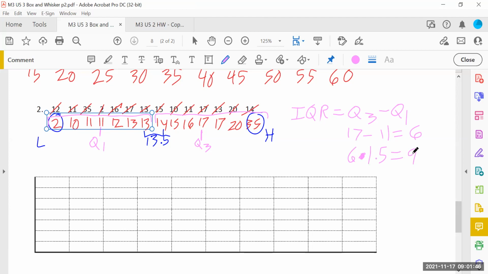Again, the shortcut for multiplying by 1.5, I want half again. So if I cut 6 in half, that's 3. 6 plus 3 is 9. 1.5 times. So there we go. There's 9.